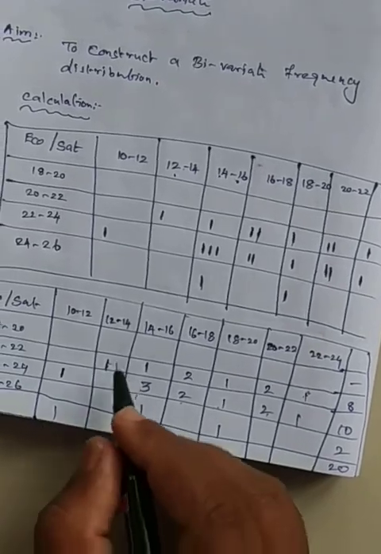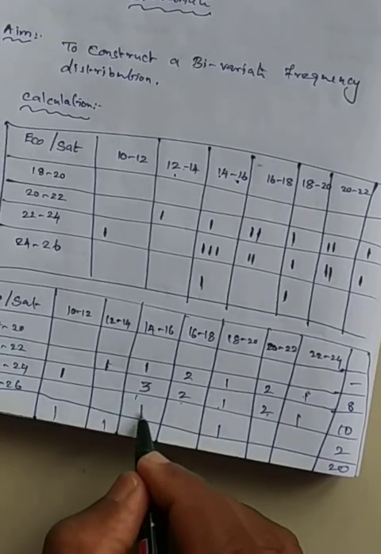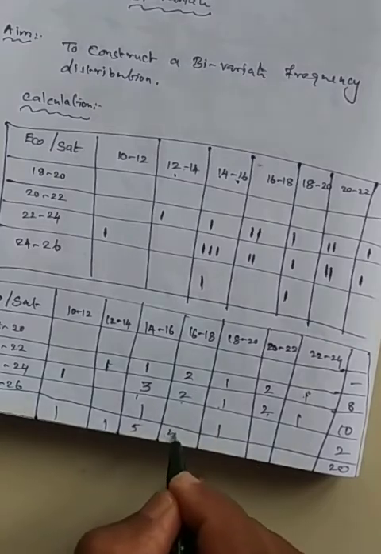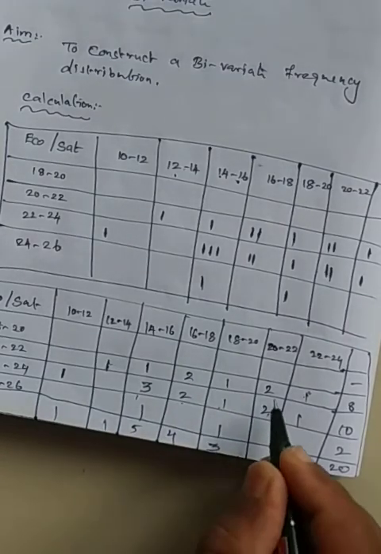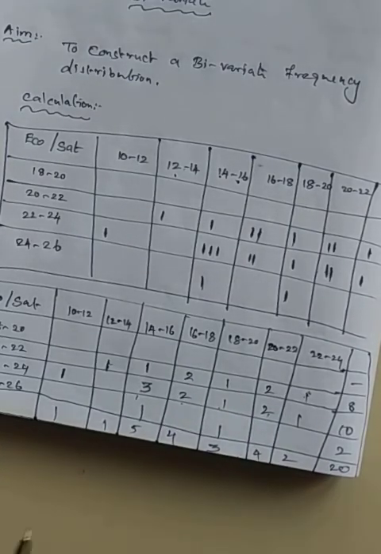Same way, vertical way. Here it is 1. So 1 plus 3 plus 1 is 5, and 4. And this is 3, 4 and 2. So now add 1 plus 1, 2. 2 plus 5, 7. 7 plus 4, 11. 11 plus 3, 14. 14 plus 4, 18. 18 plus 2, 20. So our data is correct.